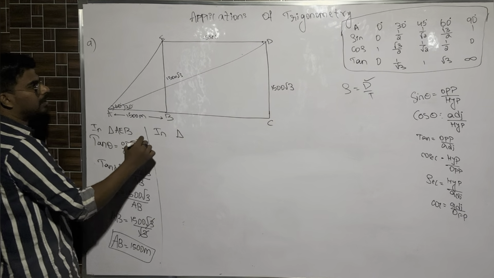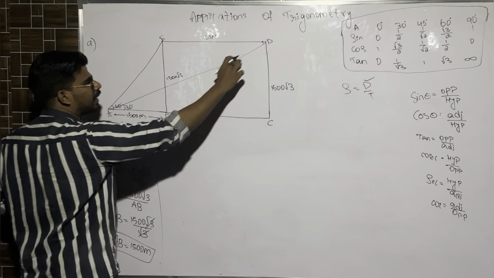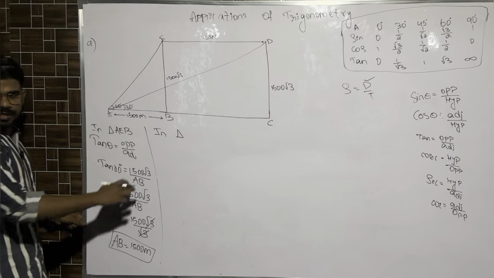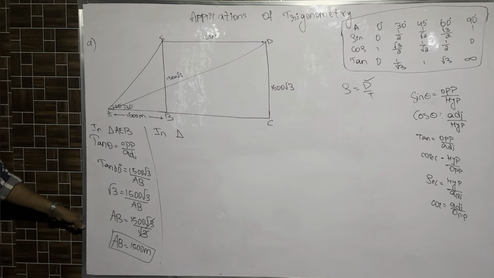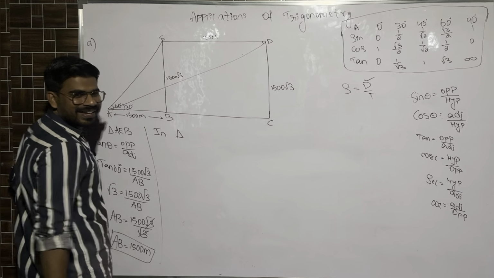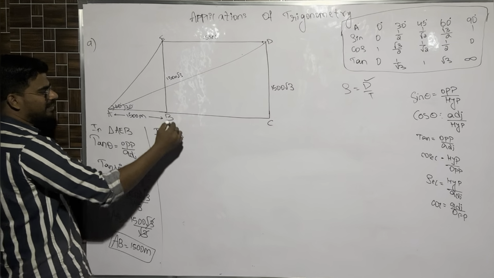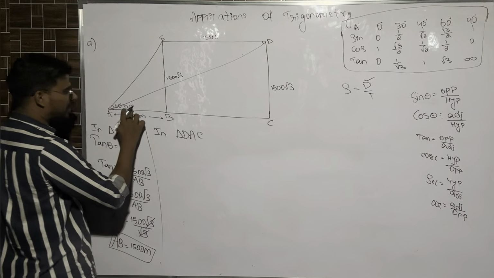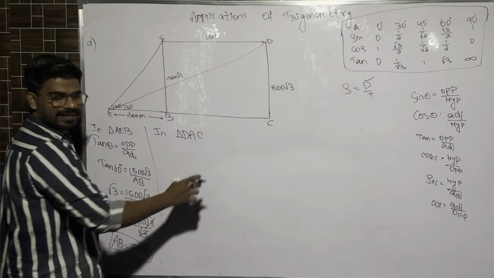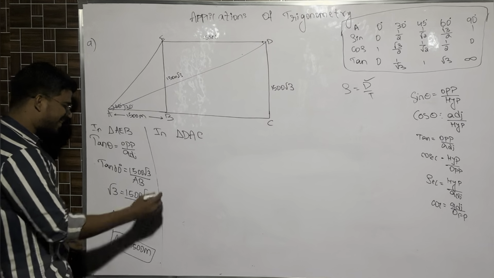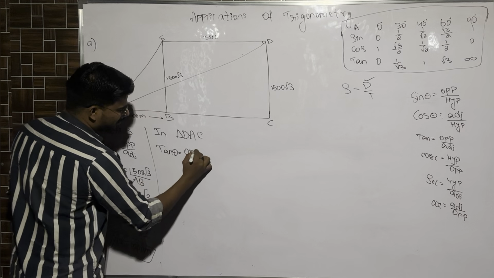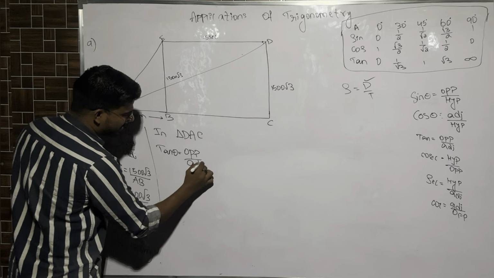In triangle ADC. BAC? Who told BAC? BAC is a straight line. In triangle DAC, again, the angle is 30 degrees. Opposite by adjacent again. Tan theta is equal to opposite by adjacent.